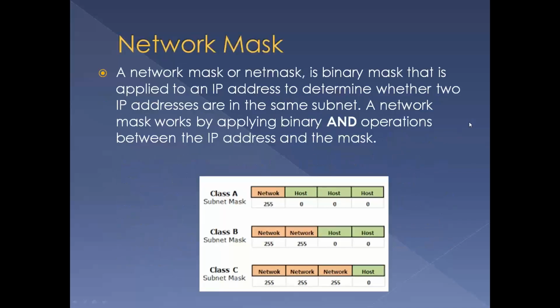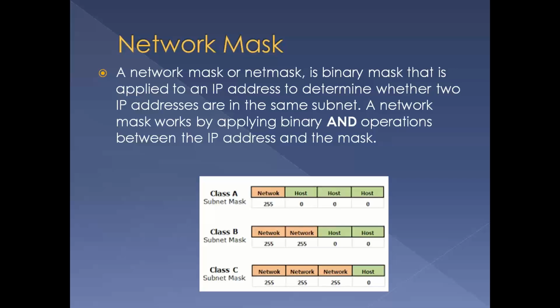Network mask. A network mask, often referred to as just net mask, is a binary mask that is applied to an IP address to determine whether two IP addresses are on the same subnet. A network mask works by applying binary AND operations between the IP address and the mask. The reason it's called a mask is, think about it, it blocks out certain portions of the IP address. Just like a mask would cover up your eyes, a network mask covers up certain bits in the IP address.